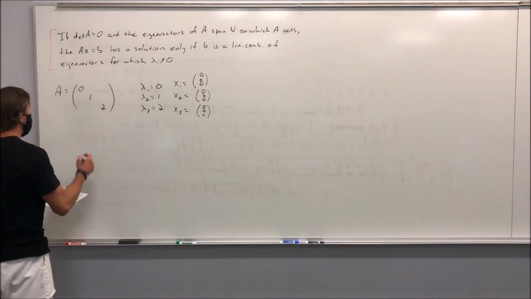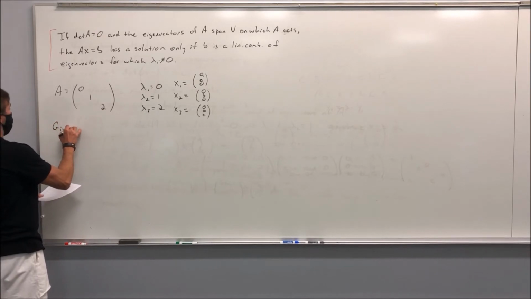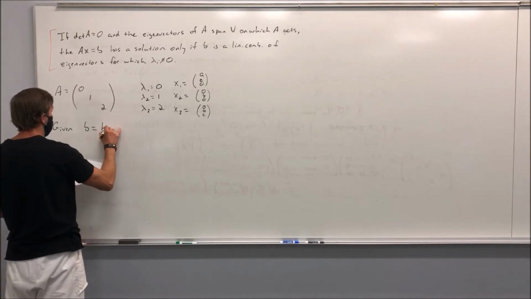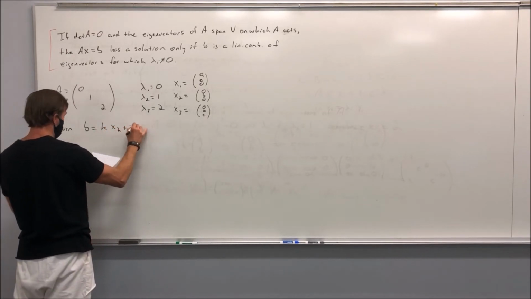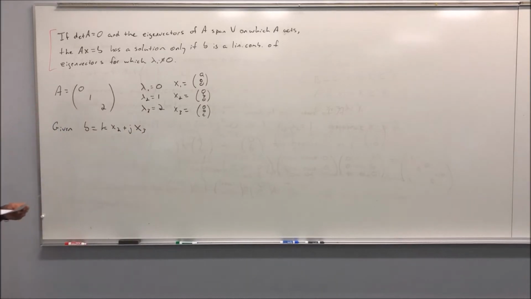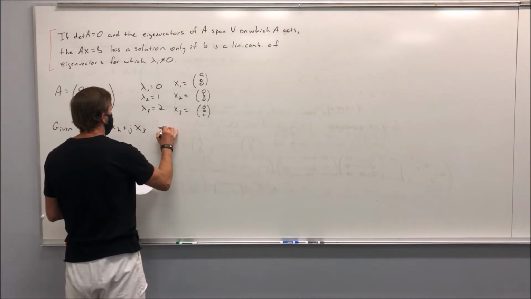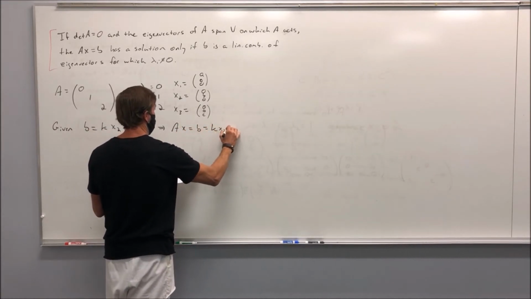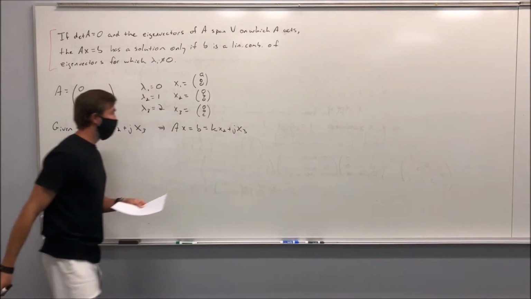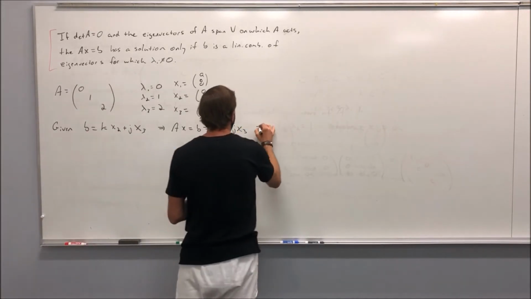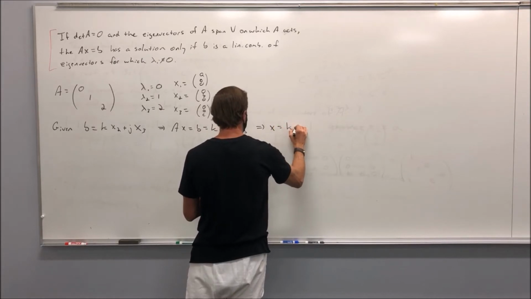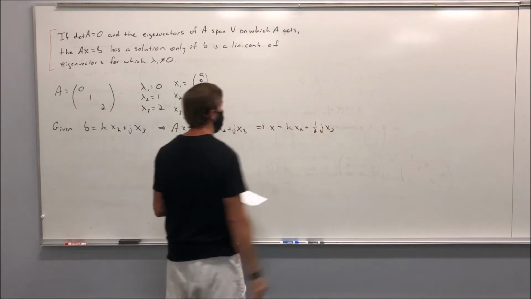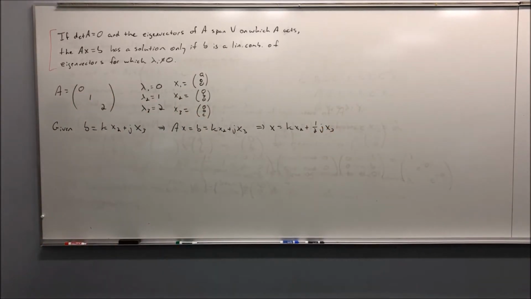Now, given b in this expression as k x2 plus j x3, where k and j are just some constants, then we can solve Ax equals b, which gives us that x has to be k x2 plus 1/2 j x3. Okay, stare at that for a moment. Hopefully it's obvious.